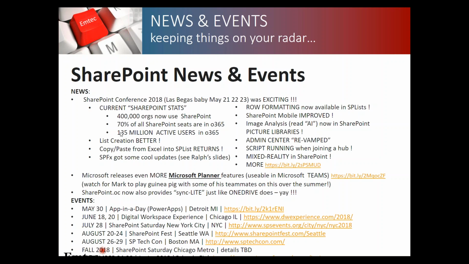Key items in SharePoint this year, list creation has been improved. Copy and pasting from Excel has returned and is now better than ever. SharePoint framework got some cool updates. We'll see Ralph's slides on that. Row formatting, actual color coding on a row-by-row basis, now available in SharePoint lists. The mobile application that's in everybody's phone is now improved. They've even incorporated image analysis, AI. You can now do image recognition. And if you put pictures inside picture libraries, you can subscribe to the AI cognitive features and actually do stuff. You can glean information out of nothing but an image. I'll let that sink in for you guys. You upload an image and SharePoint puts words on it for you.